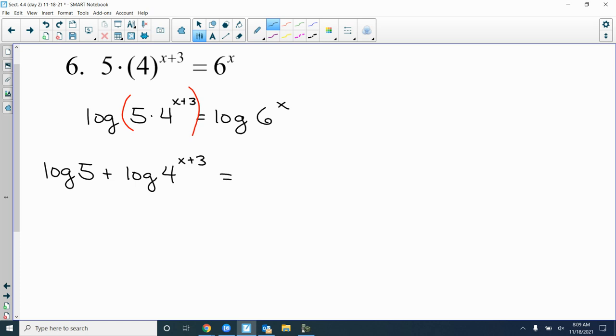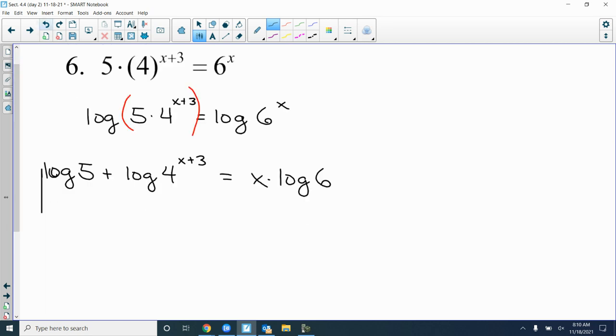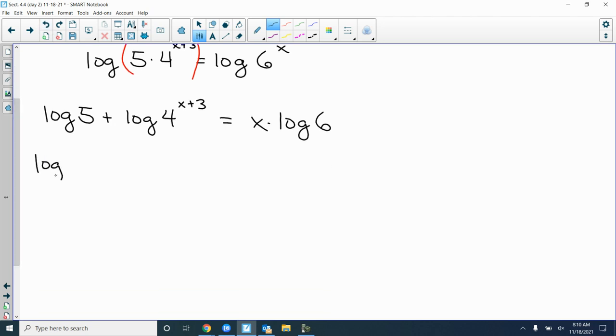Over here, log of 6 to the x. I can put the x out in front. I'm going to have to eventually, so x log of 6. Now, we split it up. You got to watch. This x plus 3 only goes in front of the log of 4. This log of 5 is separate. So I got log of 5 plus x plus 3 times log of 4 equals x times log of 6.